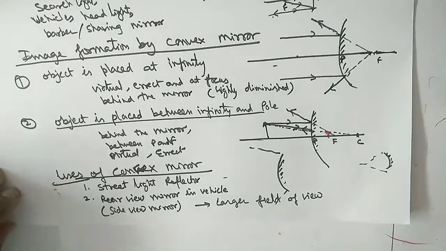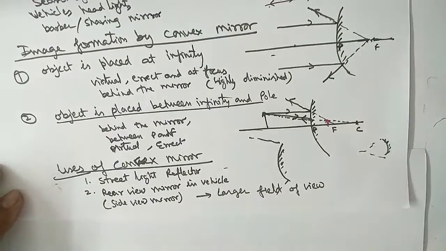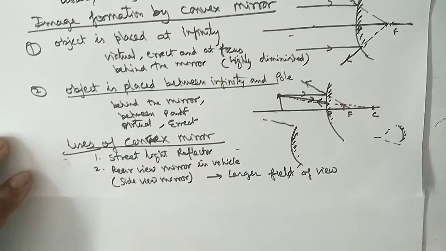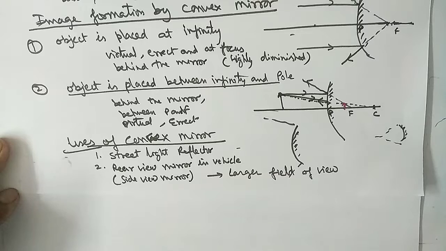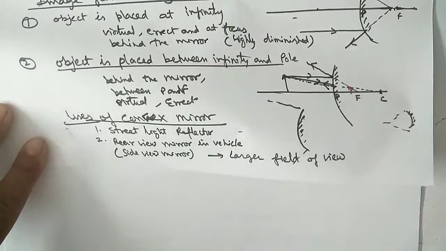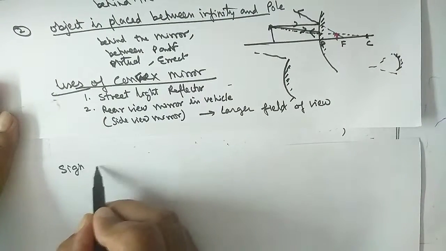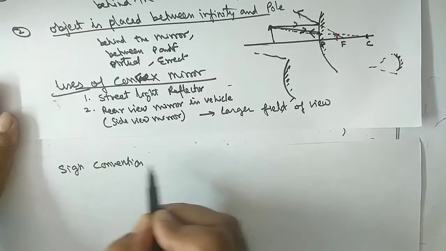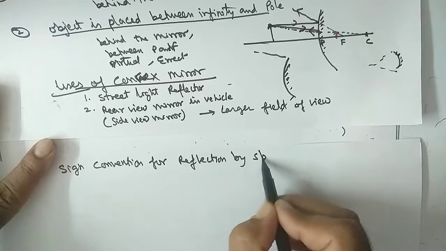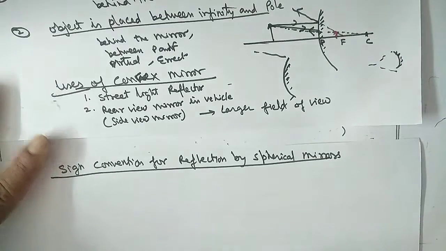Dear students, now we will discuss the sign convention, because this application will be used in numericals also, and to use it in numericals we should know the sign convention. Sign convention means when we have to take positive and negative for the distance measurements. There are a few rules I am going to discuss, the sign convention for reflection by spherical mirrors.